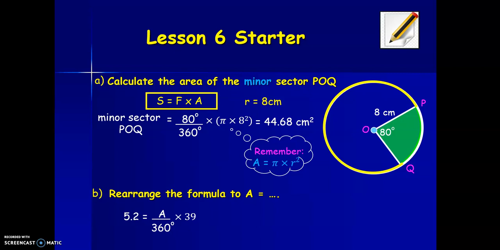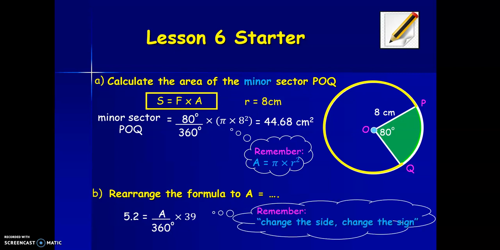Let's have a look at example B. Here we're being asked to rearrange the formula so that it reads as A equals. Now remember, our method from this is change the side, change the sign. So let's have a look at this on the next slide.